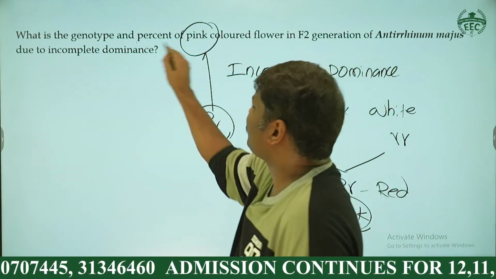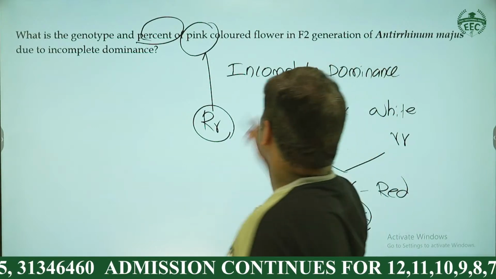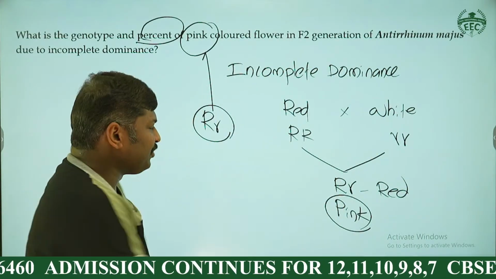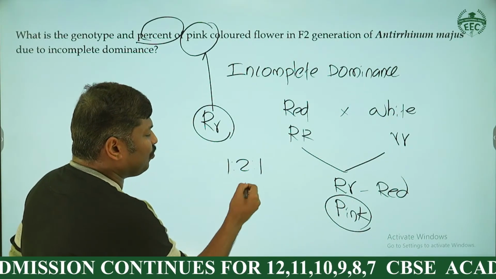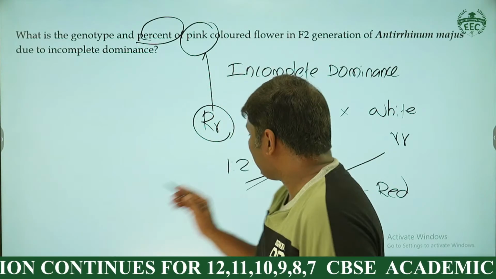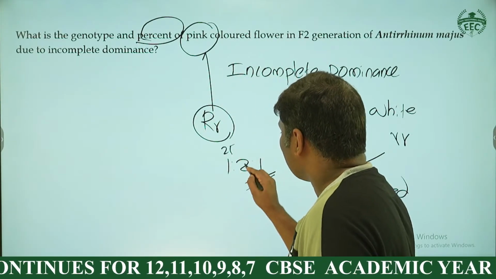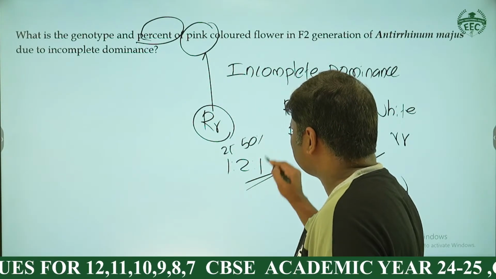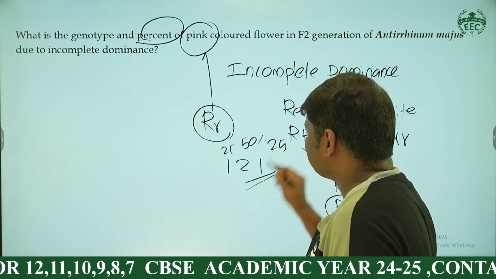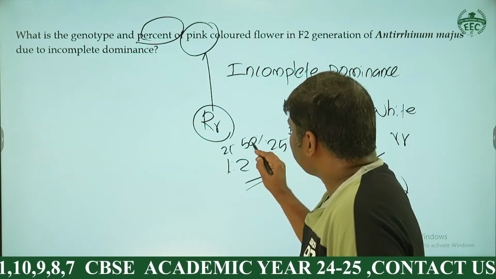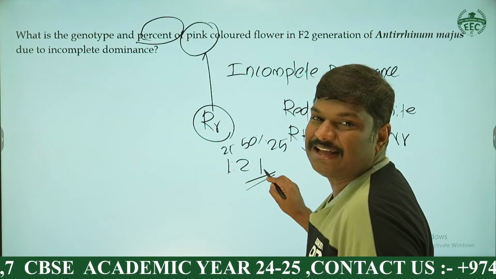And here one more question. What is the percentage of pink flower in the F2 generation? And what is the ratio? 1:2:1. What is the percentage actually? The 1 means 25%. The 2 means 50%. And this 1 is 25%. So 25% red, 50% pink, 25% white.